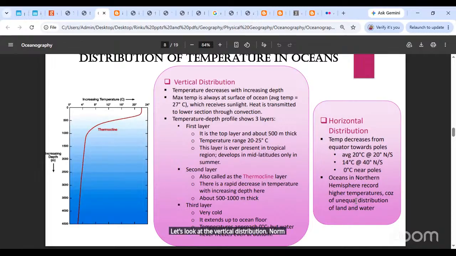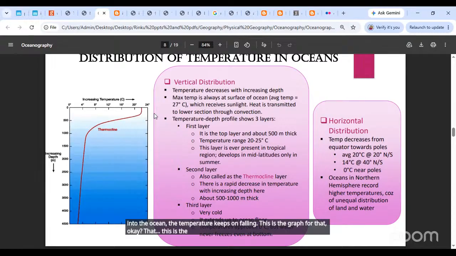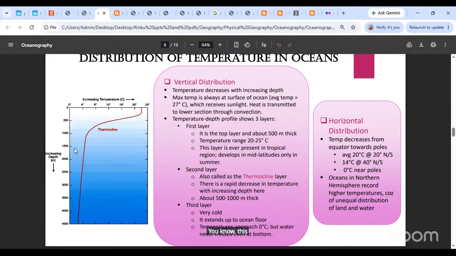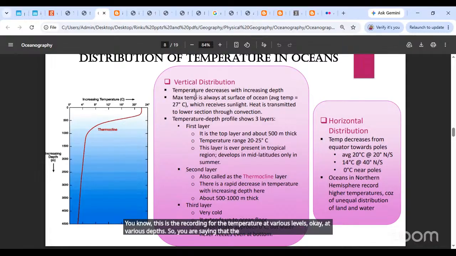Normally, in tropical regions, the surface temperature will be higher, okay? And then clearly the ocean temperature keeps on falling, as in how you go deep into the ocean, the temperature keeps on falling. This is the graph for that, okay? This is the graph for the temperature and this is the recording for the temperature at various levels, at various depths. So you are saying that the surface temperature is usually higher in the tropical regions, and then it keeps dropping as you go downwards, more into the depth of the ocean. So temperature decreases with increasing depth, usually in the tropical regions.